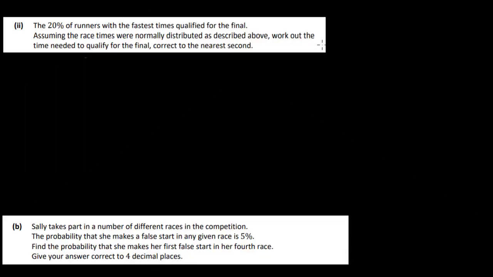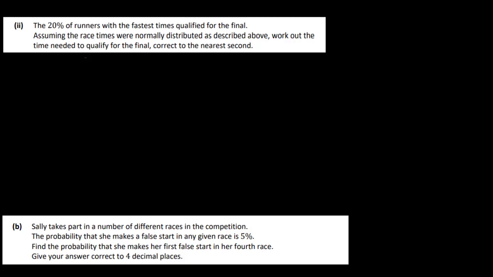Okay, so let's have a look at the next part of the question. Okay, so the 20% of the runners with the fastest times qualify for the final. Assuming the race times were normally distributed as described above, work out the time needed to qualify for the final, correct to the nearest second.